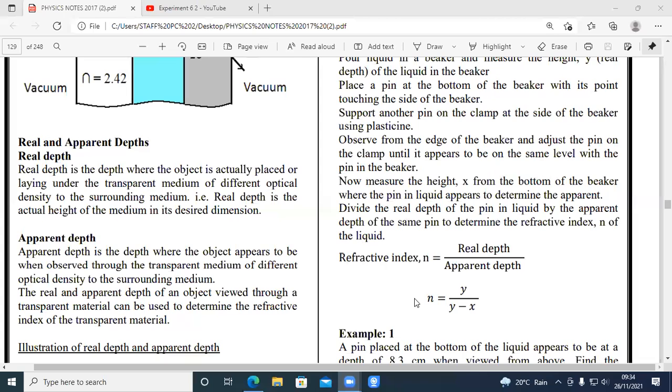It's not a must that we put it as Y minus X. You can use another letter to represent apparent depth.